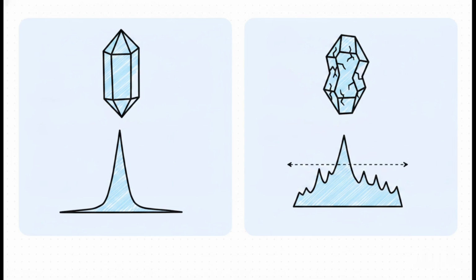If you have a large, highly ordered crystallite, you'll get a very small FWHM, meaning the peak is tall, sharp, and skinny. On the flip side, if you've got a very small crystallite, or maybe a material with structural strain, defects, or amorphous regions, you get a large FWHM. That gives you a short, wide, broad peak.